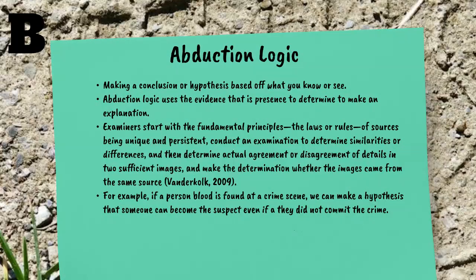As we look at abduction logic, it is basically making a hypothesis on what they see. So as we look at abduction logic, you're basically going off the evidence that you have present or that you may have in front of you. Like for an example, if a person's blood is found at a crime scene, we can make a hypothesis that someone could potentially be the suspect, even though they did not commit the crime.